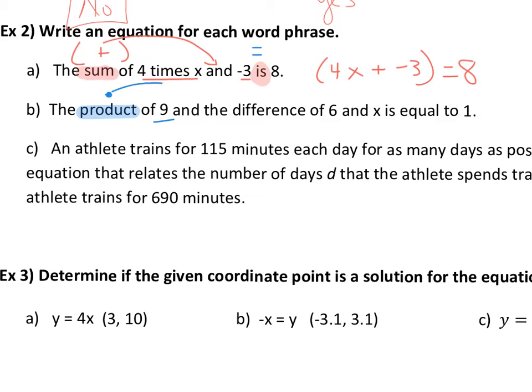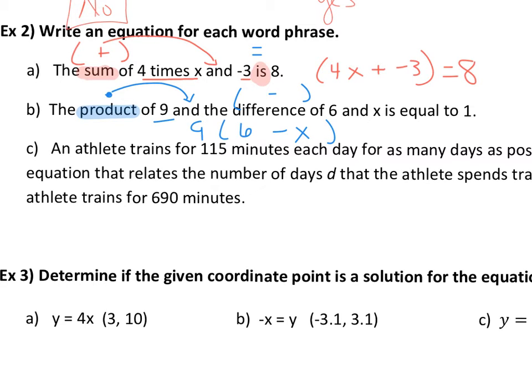All right, so there's that and. That's telling you that's what you're going to multiply. But difference means parentheses with subtraction. So I'm going to multiply 9, and then the difference of 6 minus x. All right, that's a tricky one. That was a tricky one.